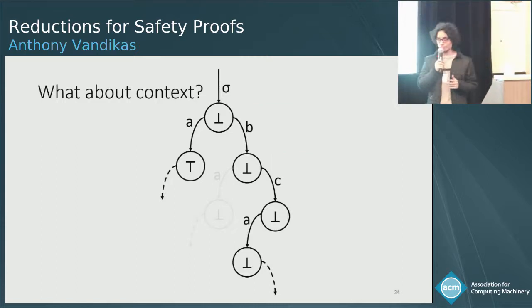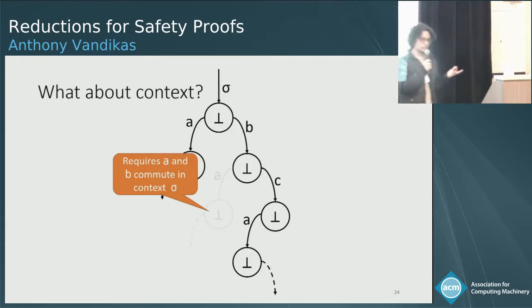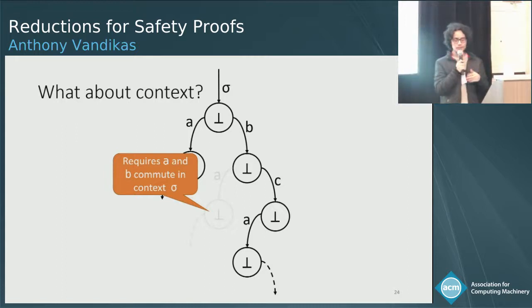It's best explained using an example. In this reduction here, we've pruned this branch that is grayed out. In order for this to be valid, we need to know that A and B commute in context sigma. So say A is an increment and B is a decrement, and sigma is some number of increments and decrements, and we need to know that the number of increments in sigma is greater than the number of decrements. We can't have the reduction automaton determine this because it's finite state.